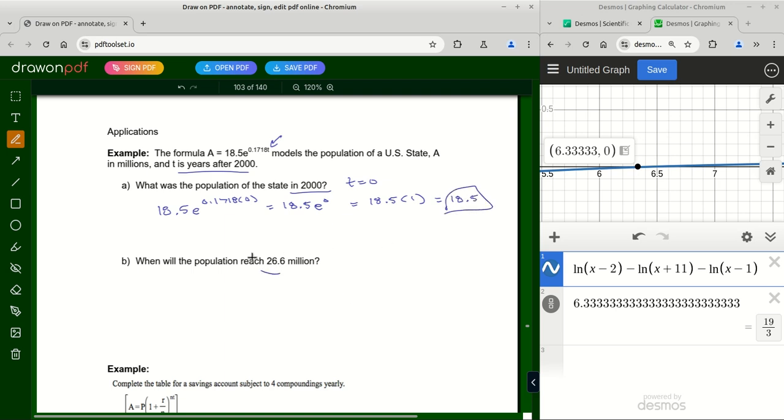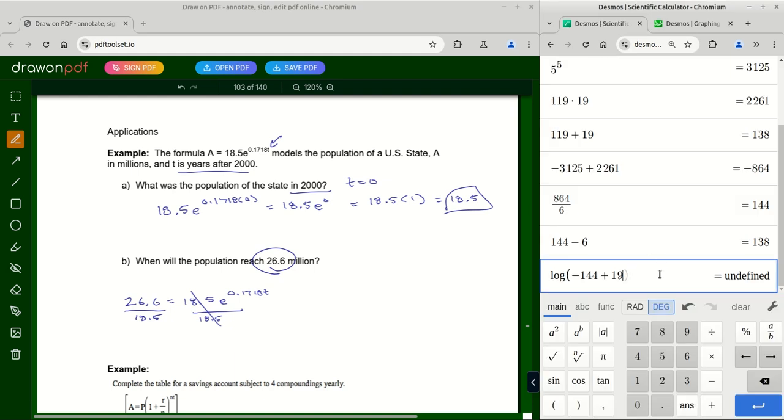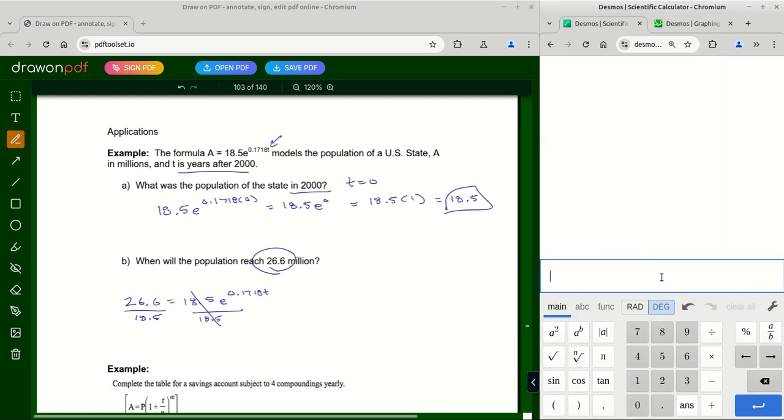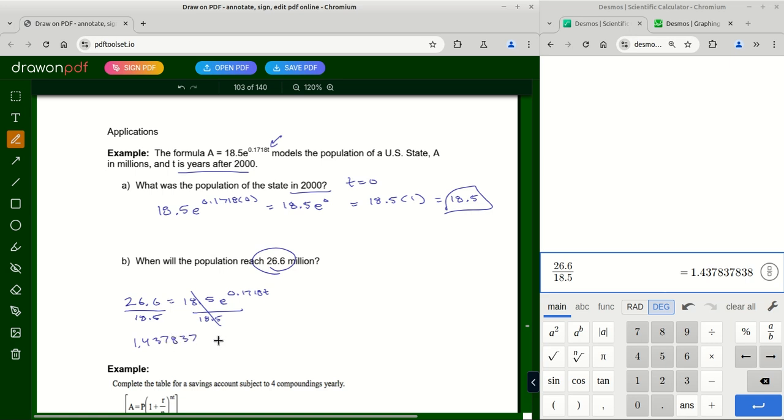Okay, cool. But then it says, this is my answer, go and find the t. As in like 26.6 is equal to the 18.5 e to the 0.1718 t, solve for t. So what we do is we divide, and then we're going to get a number. Clear all. There you go. Okay, so 26.6 divided by 18.5. So now I got 1.437837. I would say go out a couple places just in case, because I don't want you to round and then it's wrong or something.